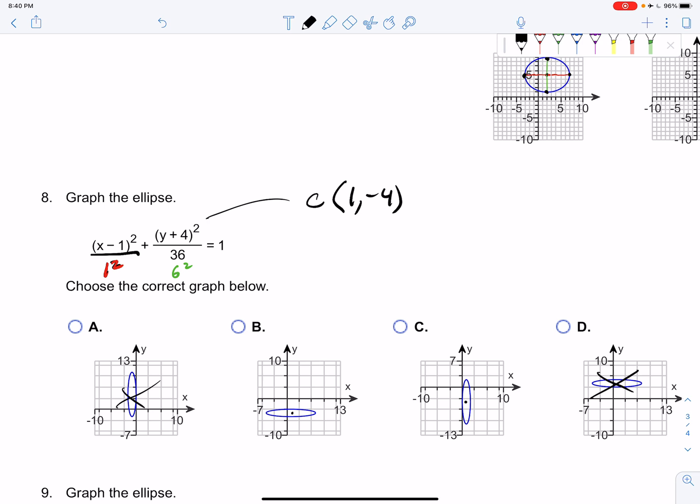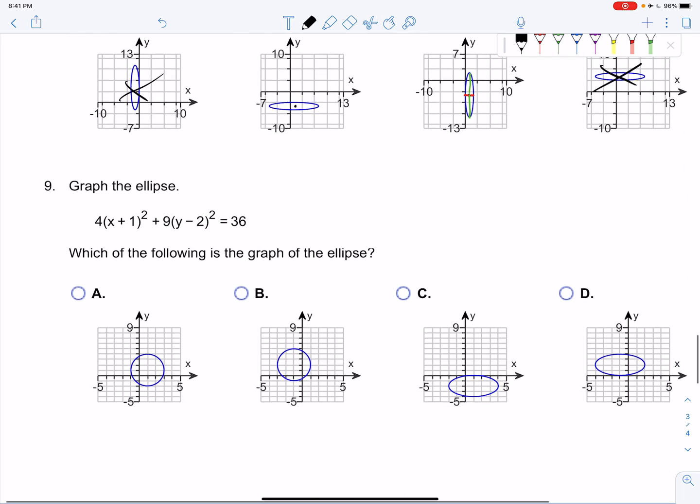Then the next thing is, well, which way is it elongated? Well, I've got under the x, I've got that red 1. So it's only going to go to the right 1 and left 1. And then under the y value is 6 squared, so it must go up 6 and down 6. It's going to have to be C. C is going to have to be the graph. And it is. And let's take a look at 9.